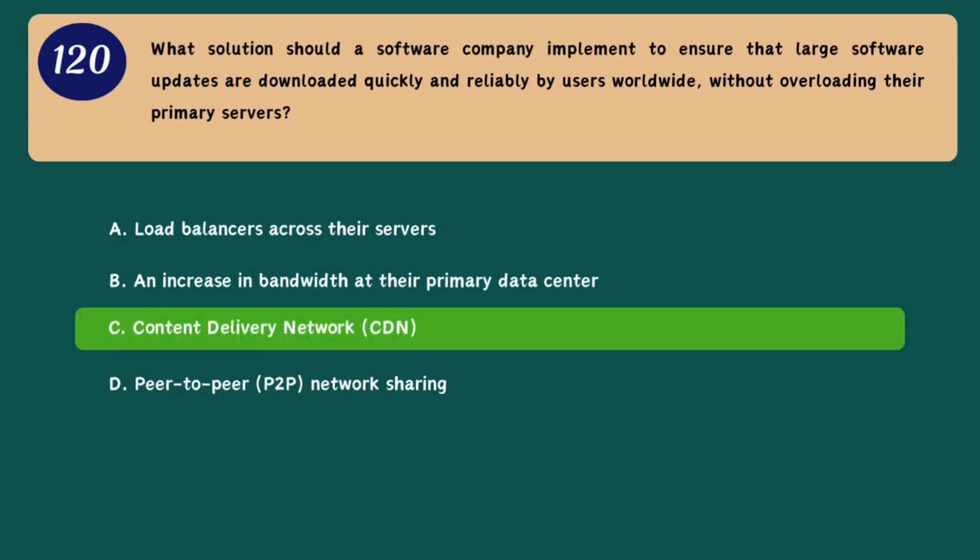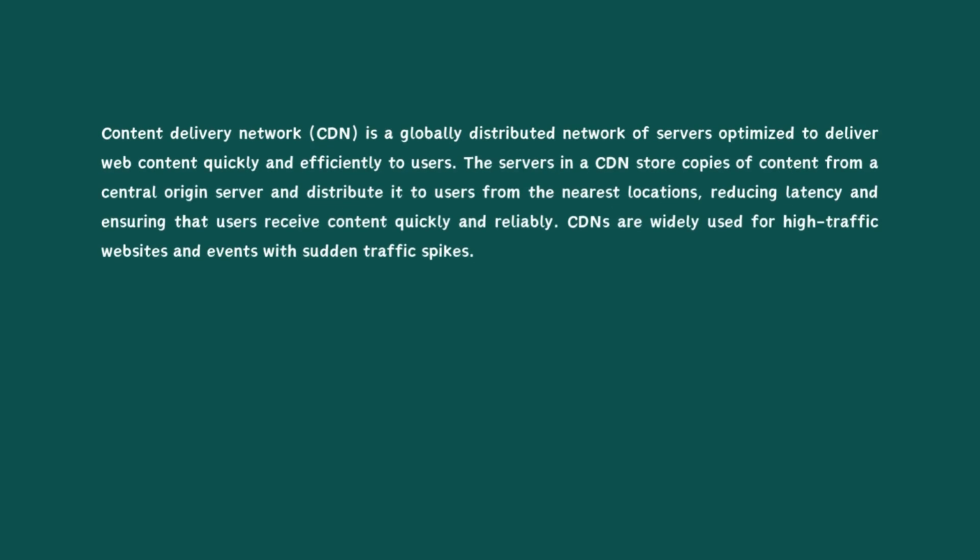Correct answer. C. Content delivery network. Content delivery network is a globally distributed network of servers optimized to deliver web content quickly and efficiently to users. The servers in a CDN store copies of content from a central origin server and distribute it to users from the nearest locations, reducing latency and ensuring that users receive content quickly and reliably. CDNs are widely used for high-traffic websites and events with sudden traffic spikes.